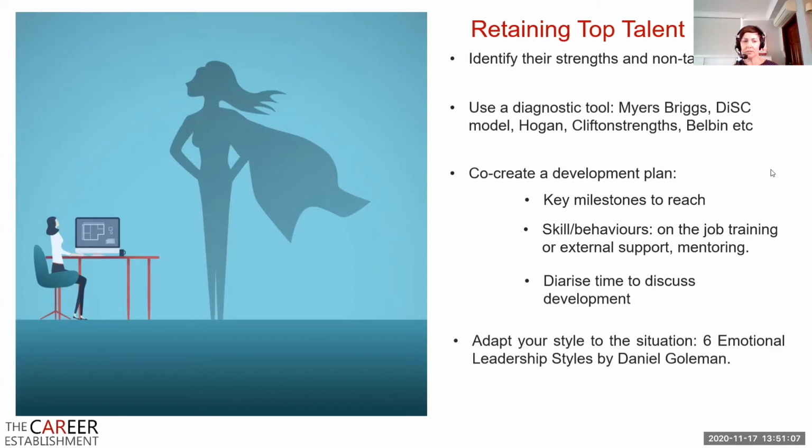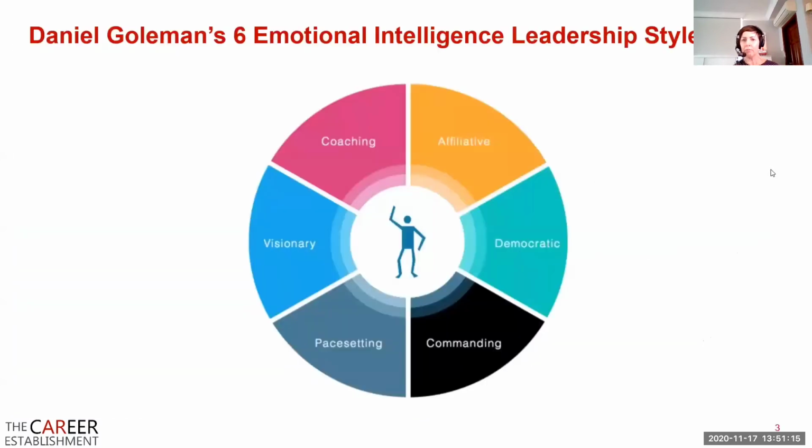Daniel Goleman, who's a leading authority on emotional intelligence, identified six effective leadership styles, which I use a lot in my leadership courses. Those particular styles are coaching, affiliative, I always spell that wrong, so good luck trying to remember that one, democratic, commanding, pace-setting, visionary, coaching. And each one of those is a leadership style that you should use for certain situations.